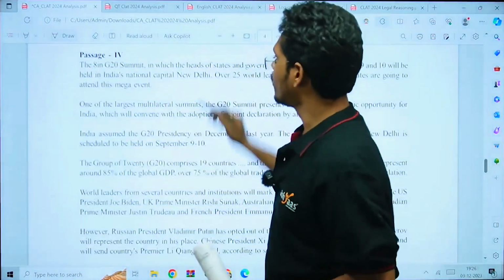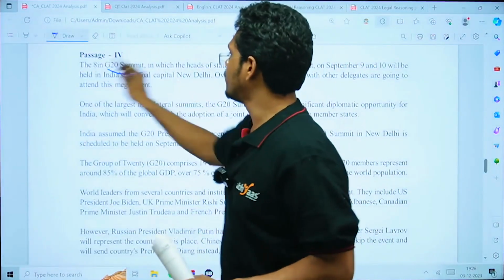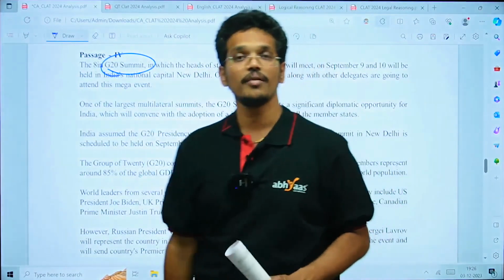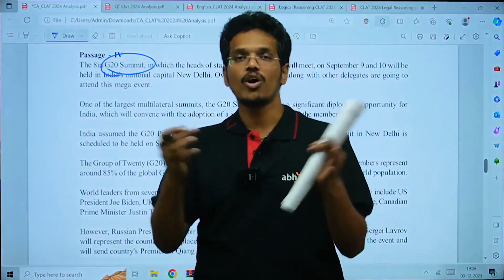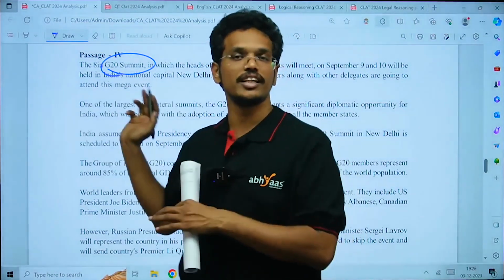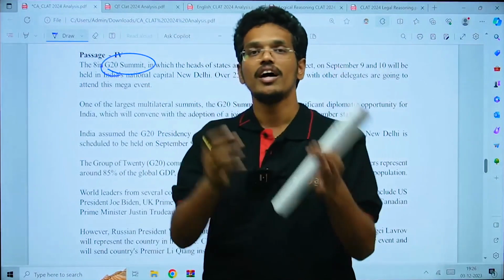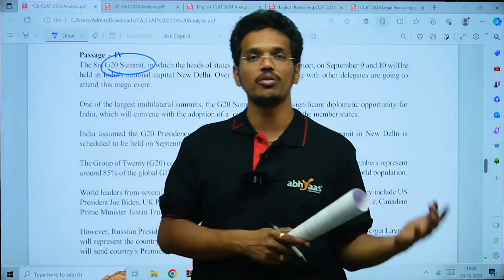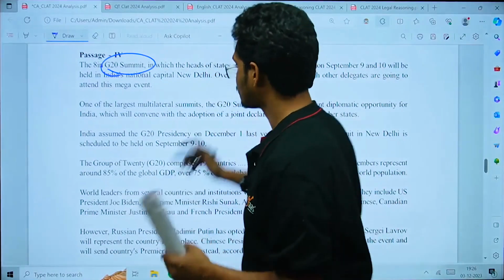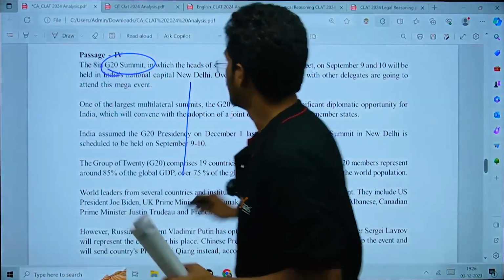Next, passage 4. It is about the G20 summit, which was recently held in India, and we were the hosting country. India got the presidency for this year's G20. Next year we have handed over the presidency to Brazil. So the host country for 2024 is Brazil.